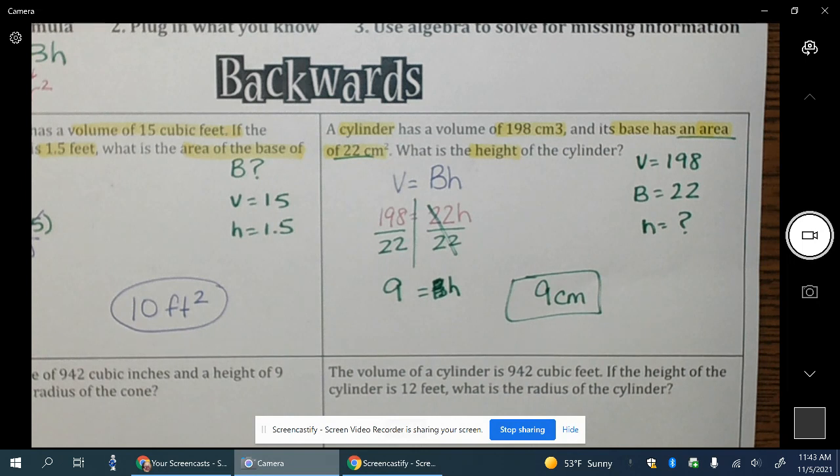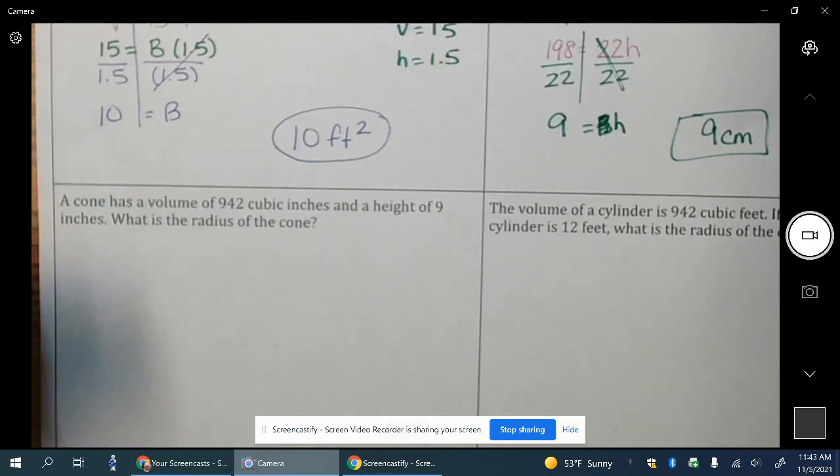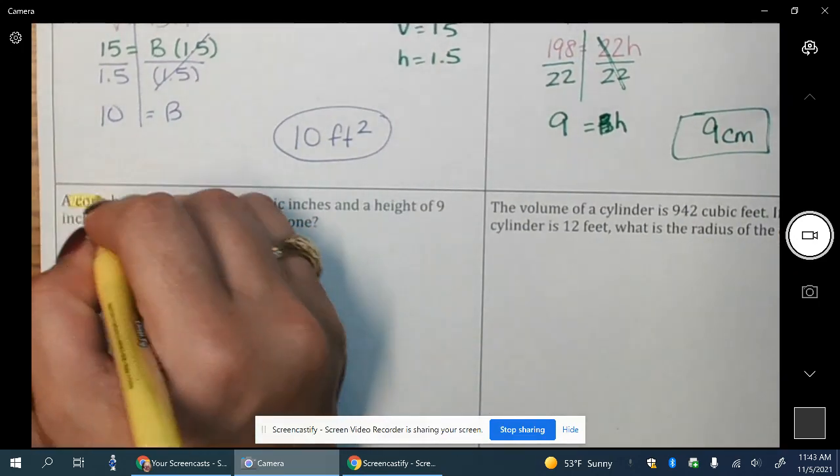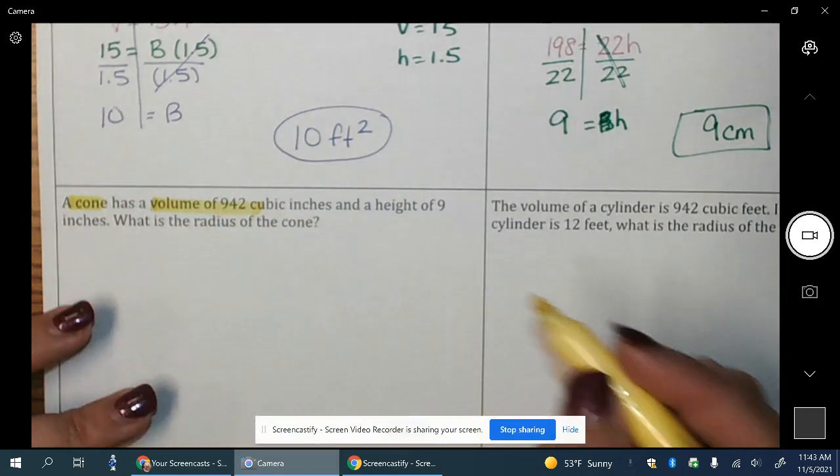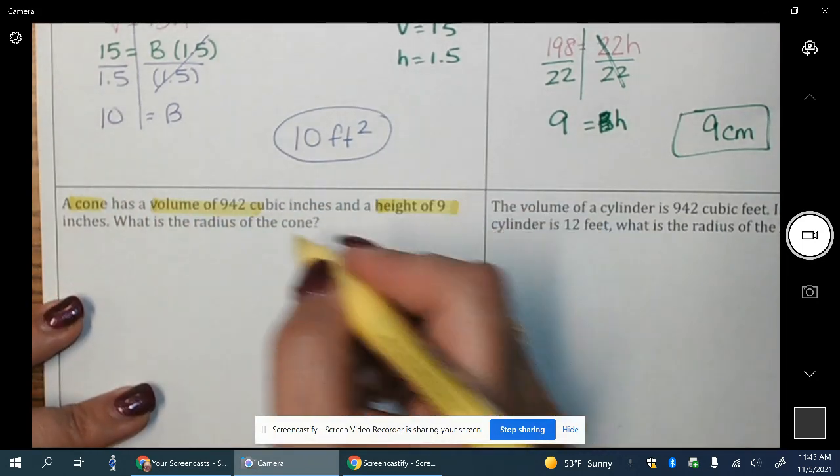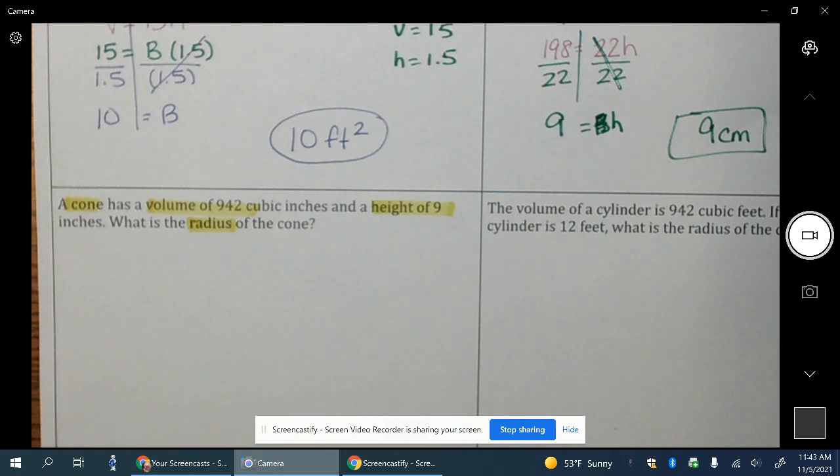All right, number 3. Now we're dealing with a cone. A cone has a volume, so they're giving me volume. The height is 9, and I want to know the radius. So first thing is, ask yourself, what are they giving you?